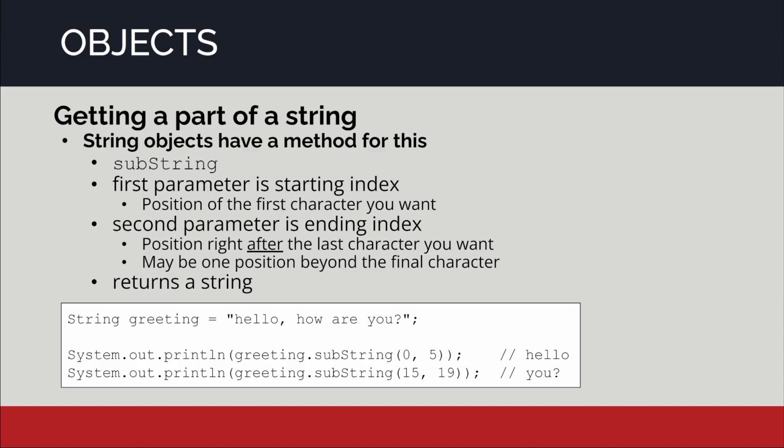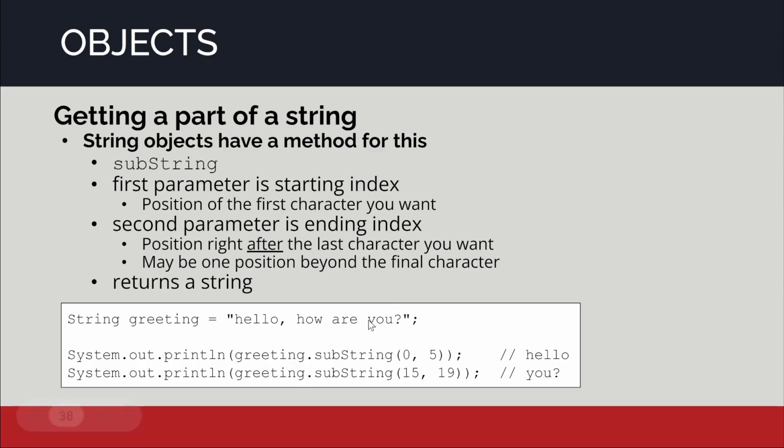You can see a couple of examples here, 0, 5. So it's going to start at 0, which is the H, and go 0, 1, 2, 3, 4, 5. The reason why the comma is not included is because the second index is right after the last character we want, which is the O in hello, and that's why we get hello. It's okay to say 15 to 19, even though 19 is just beyond the end. It's after the index of the question mark, which is index 18.